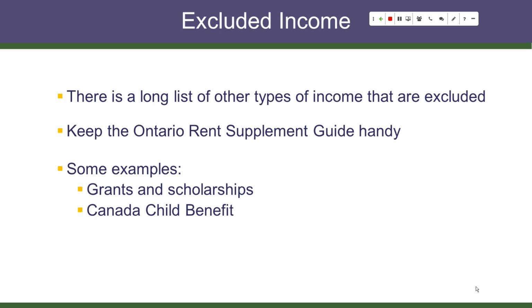Some things that are excluded from income would be grants and scholarships. So if a student is going to school and they received OSAP funding, if a large portion of that is a repayable student loan, that is automatically exempt from the calculation. And if it's a grant or a scholarship, it is excluded as well. And a lot of the programs like the Child Tax Benefit, your Ontario Trillium Benefit, your HST checks, all of those are excluded incomes as well.